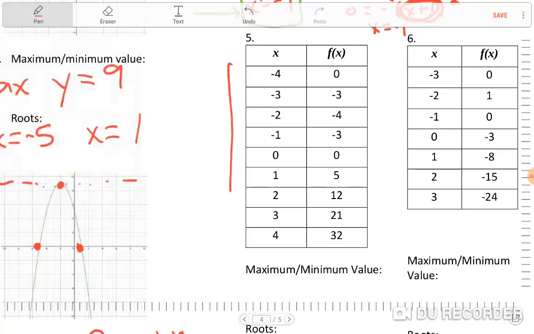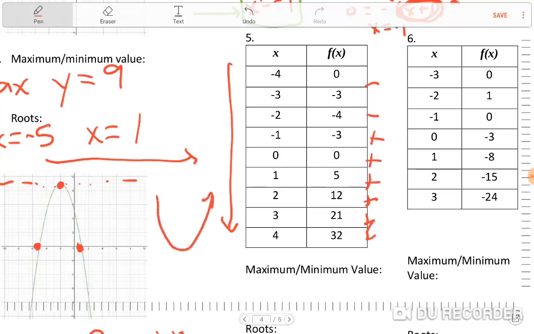So if I look at the x's, all the x's are getting bigger, but that just means we're going from left to right. And let's see, from 0 to -3, we're getting smaller, smaller. Uh-oh. Now we go bigger, bigger, bigger. So we went from smaller to bigger. This is an upward facing parabola, which means we're going to have a min. This is a minimum value.